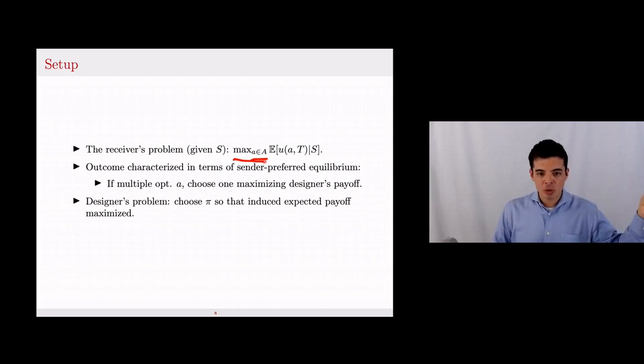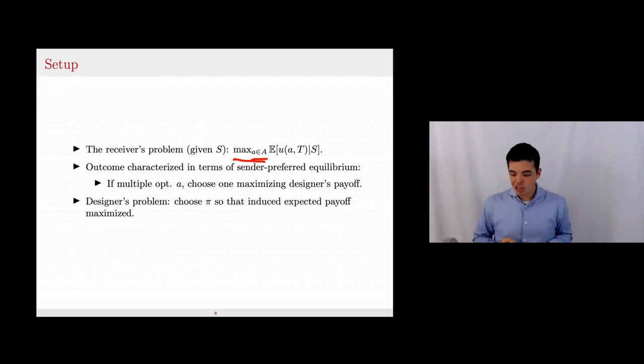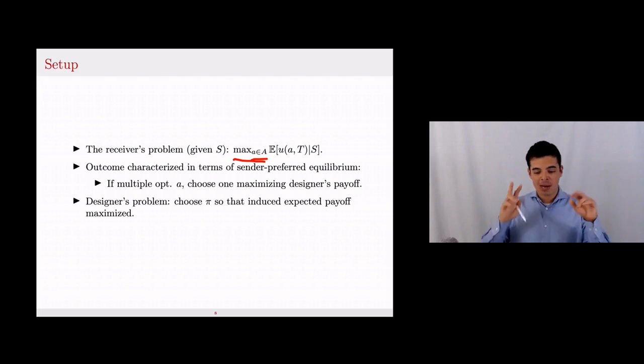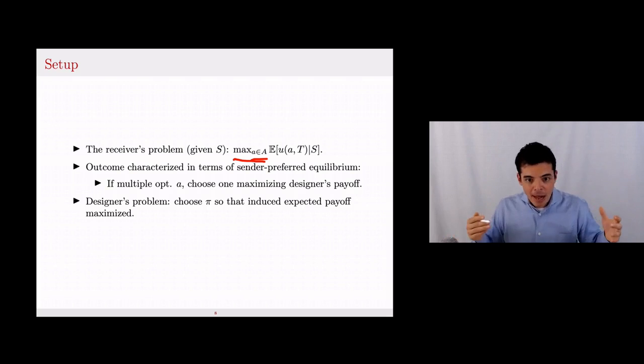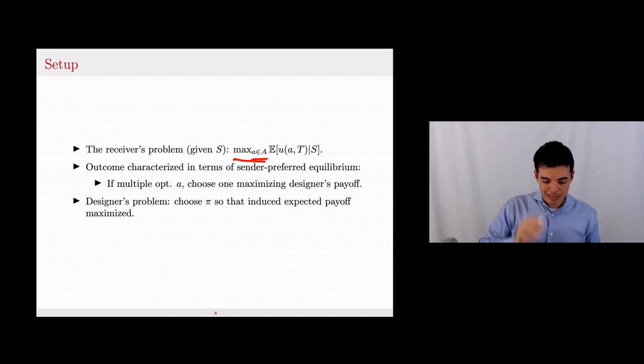For a given mechanism, or equally for a given signal, the receiver's problem is simple. She decides what action to take for each signal realization. If there are multiple actions that are maximizing her payoff, if there are multiple strategies that maximize her payoff, we are always going to assume that the receiver breaks ties in favor of the action that yields a higher payoff to the designer. So it's a tie-breaking assumption. In the information design literature, you will see that the papers often talk about the sender-preferred equilibrium, and it basically refers to this tie-breaking assumption. If there are multiple outcomes that can emerge for a given mechanism, focus on the one that yields a higher payoff to the designer.